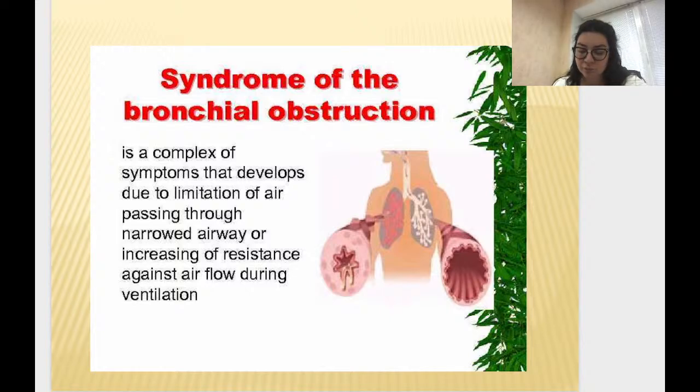Okay, what more? Let's give one more definition. It is a little bit easier and more understandable. Bronchoobstruction is a complex of symptoms that develops due to limitation of air passing through a narrowed airway or increasing resistance against airflow during ventilation. It is shown in the picture on this slide. You see that it is narrowing of bronchi that leads to bronchoobstruction and abnormal airflow through these bronchi.